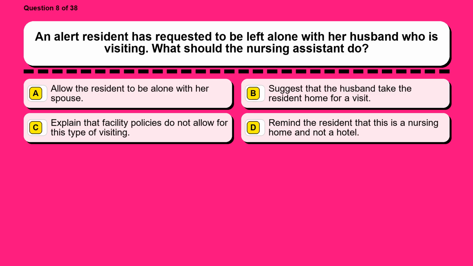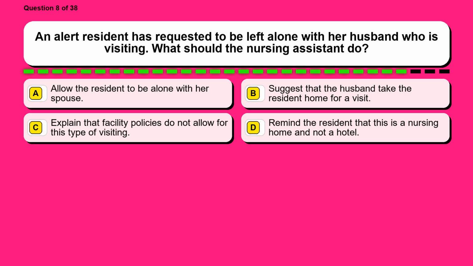Question 8. An alert resident has requested to be left alone with her husband who is visiting. What should the nursing assistant do? Option A, allow the resident to be alone with her spouse. Option B, suggest that the husband take the resident home for a visit. Option C, explain that facility policies do not allow for this type of visiting. Option D, remind the resident that this is a nursing home and not a hotel.